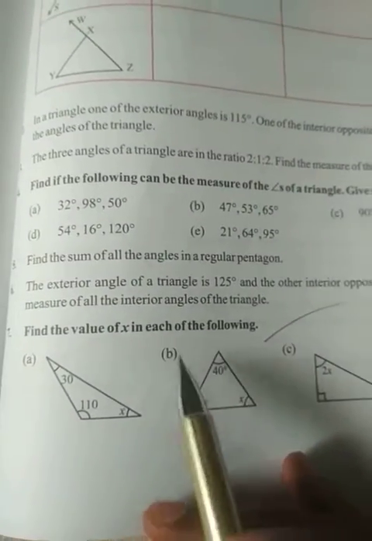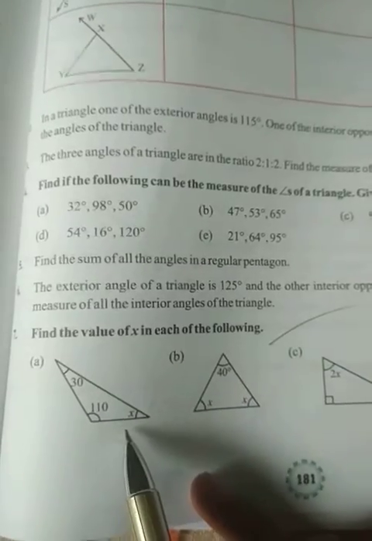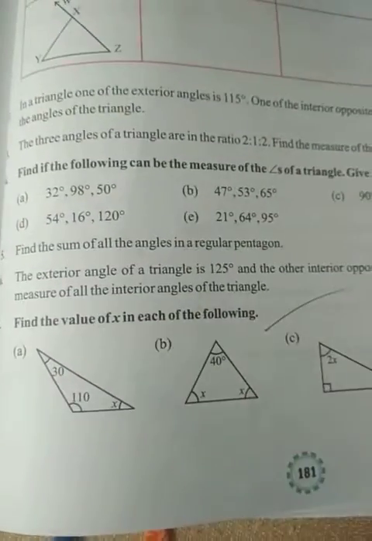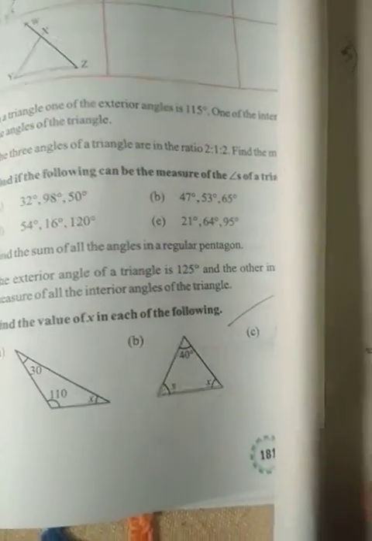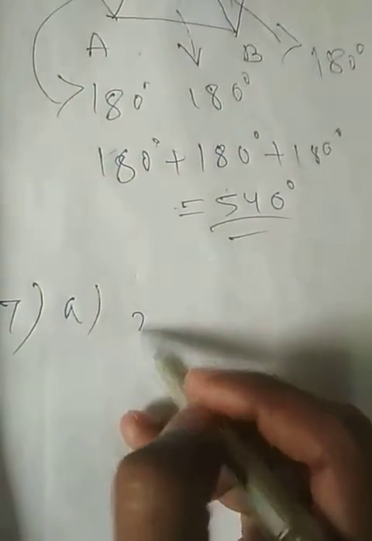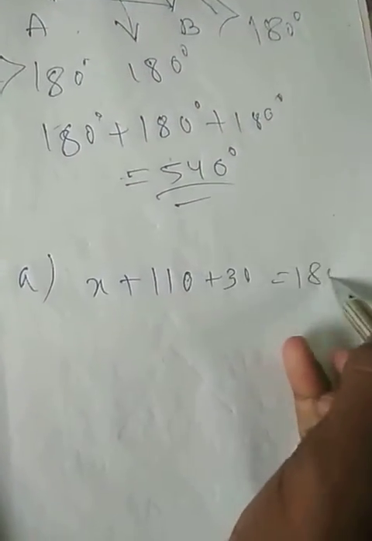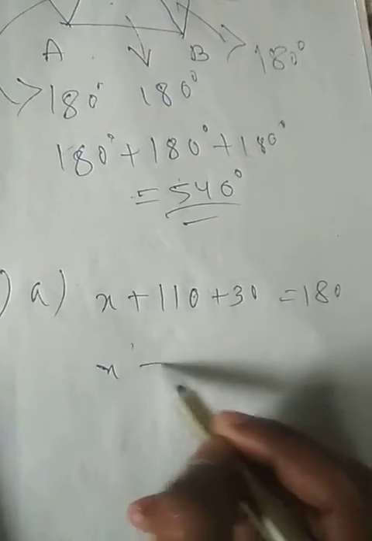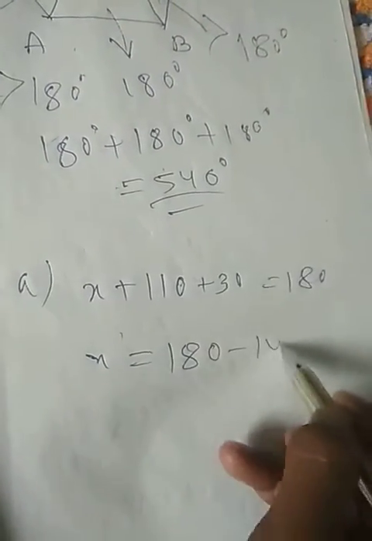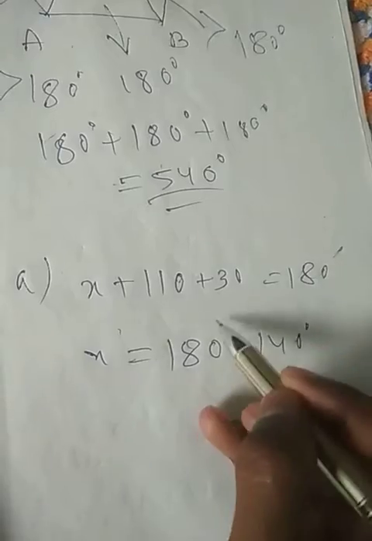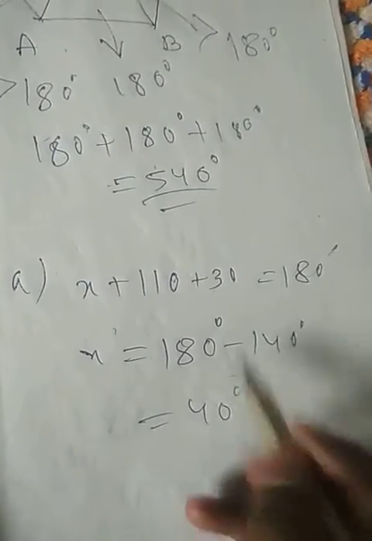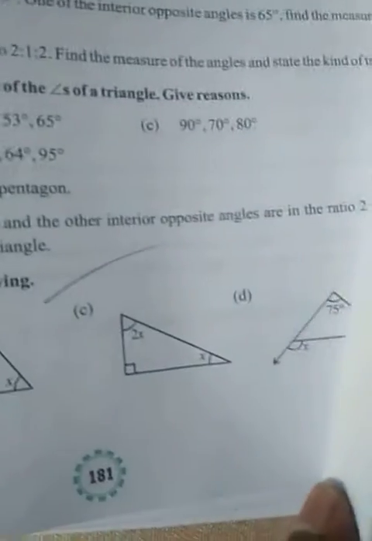Next, math number 7. Look at that. You have to find the value of x. We know that the sum of three angles is 180, so x plus 110 plus 30 equals 180 degree. So we got x equal to 180 minus 140. We'll give the degree sign. We got 40 degree. Next one, C, I am doing; you can check the maths from the book.